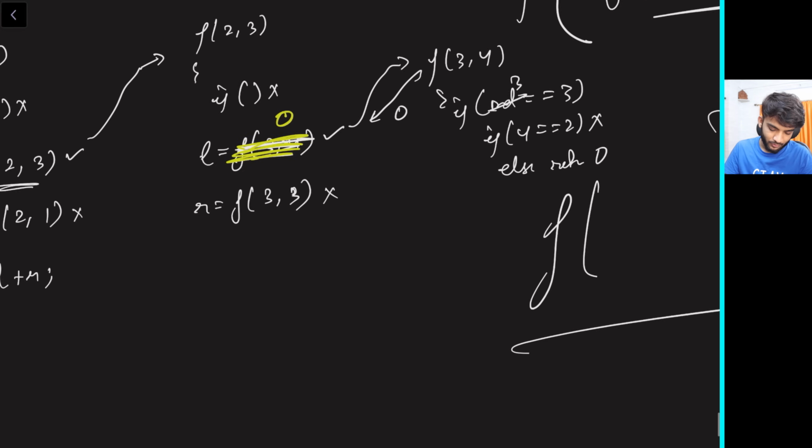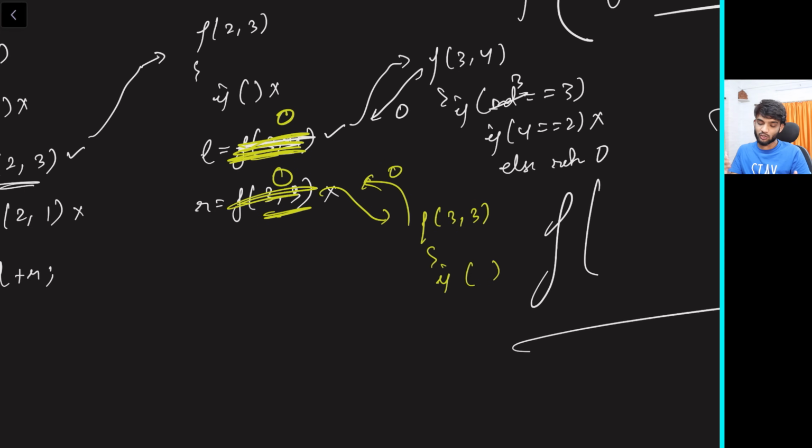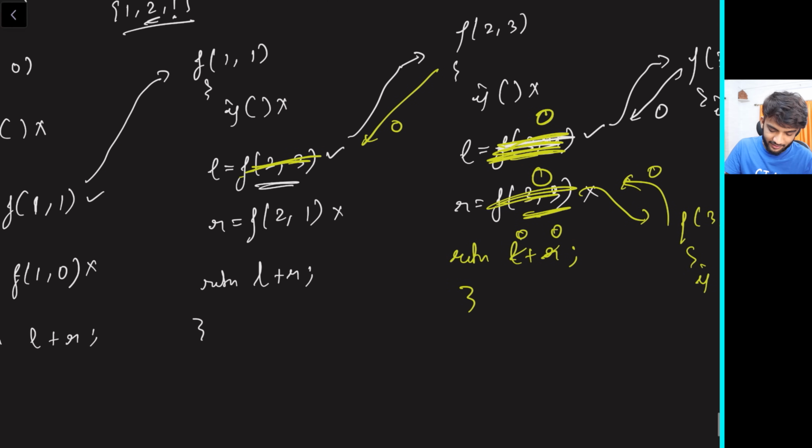0. Okay. By trying this method again, now this will go to f of 3 and 3. Again, the if will work and this will also return a 0. So basically, by trying both of the methods, I did not get any subsequence. So I will say return L plus R, which is 0 plus 0, which is 0. So I'll return a 0. Thereby, by trying this method, I did not get any subsequence.